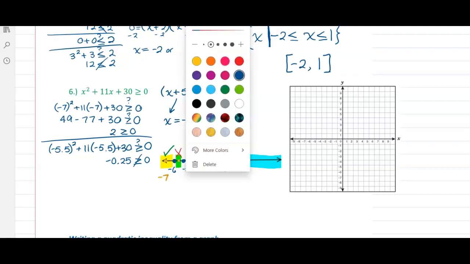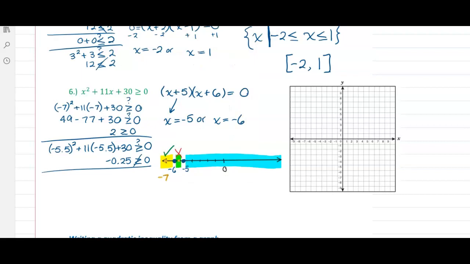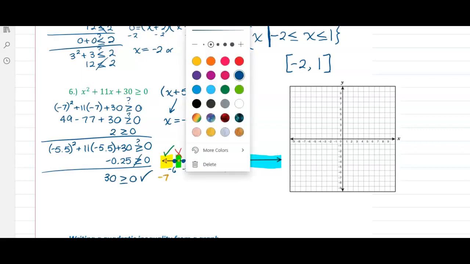Testing my third point. Some point over here, well look, we've got 0, that's a nice easy one to check. 0 plus 0 plus 30, greater than or equal to 0? Yes, so I know I want to keep that piece.